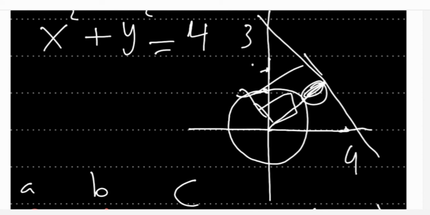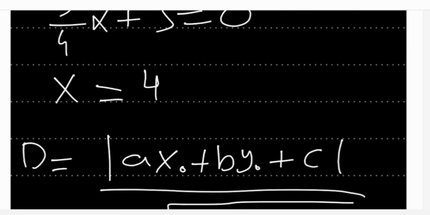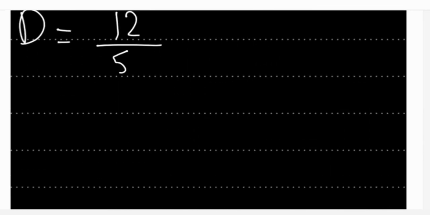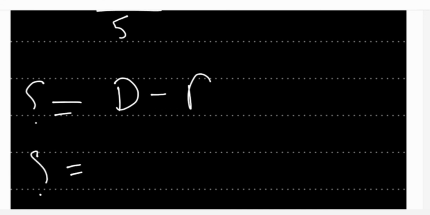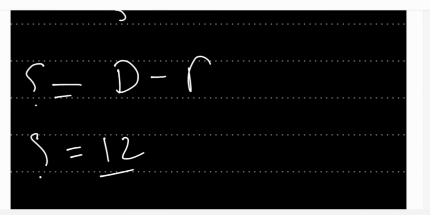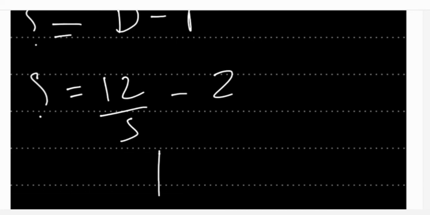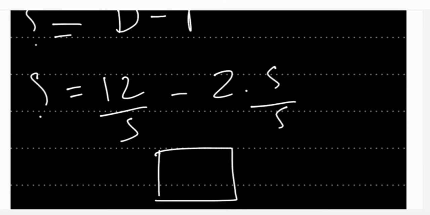This part over here is r. So the part that we have left is what? The thing that he wants to know is equal to d minus r, the radius, right? So our d is 12 divided by 5, minus r. So r was 2, right? So our answer is going to be, well, here we can multiply by 5 up and down, so it will be 2 divided by 5, right? So this is our answer.